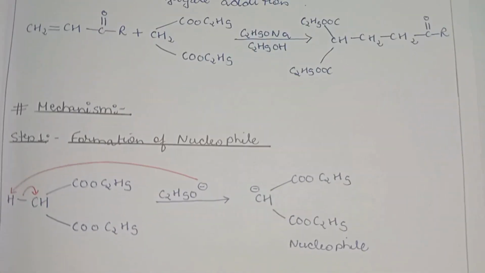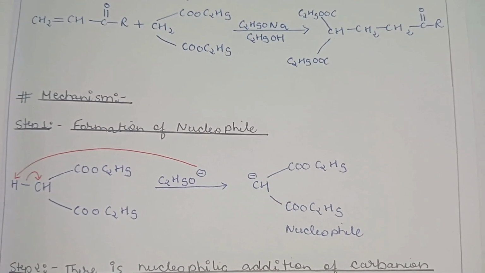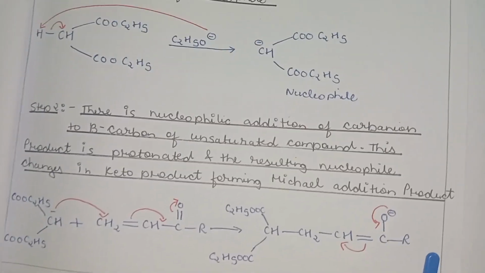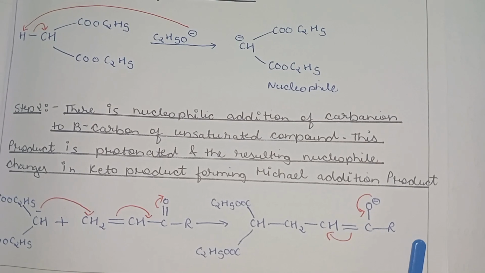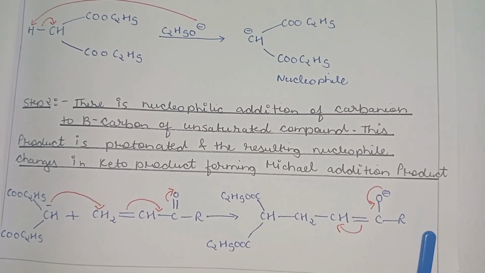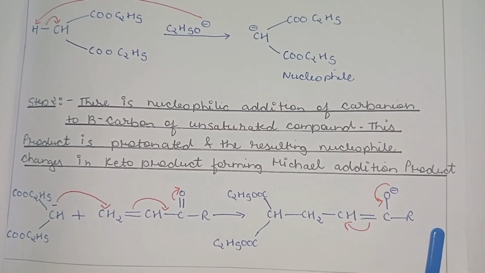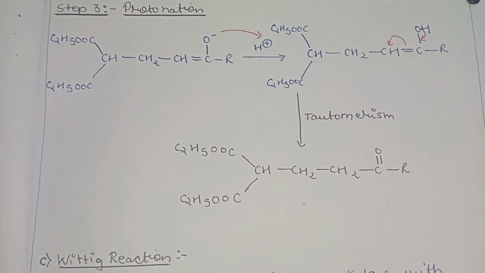This is the mechanism of Michael reaction. In first step, nucleophile is formed. This is the second step. There is nucleophilic addition of carbanion to beta carbon of unsaturated compound. This product is protonated and the resulting enolate changes into keto product, forming Michael addition product. Third step, protonation.